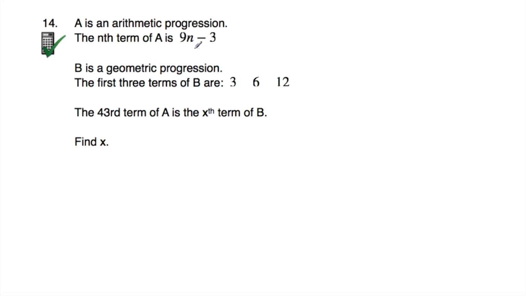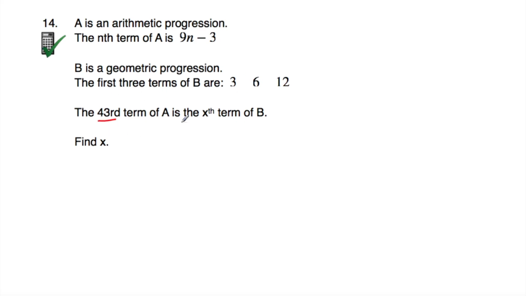Okay, so question number 14, we're told that A is an arithmetic progression and the nth term of A is 9n minus 3. And B is a geometric progression and the first three terms are 3, 6, 12 and so on. And then we're told the 43rd term of A is equal to the xth term of B. And we've been asked to find out which term.